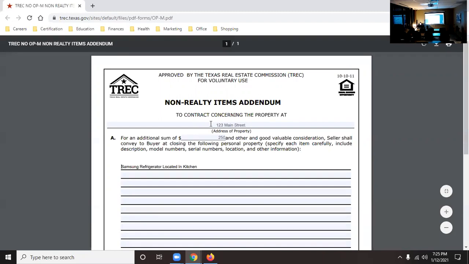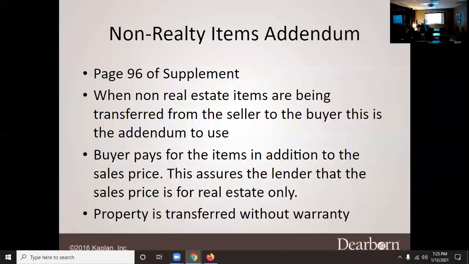And I might even go a little bit more specific. I may say black Samson refrigerator, okay? You want to be very detailed so that you make certain that they do leave the right refrigerator, especially if there's multiple refrigerators, okay? So again, that is another method in regards to having it transferred, okay? So again, that is how you can transfer non-realty items.